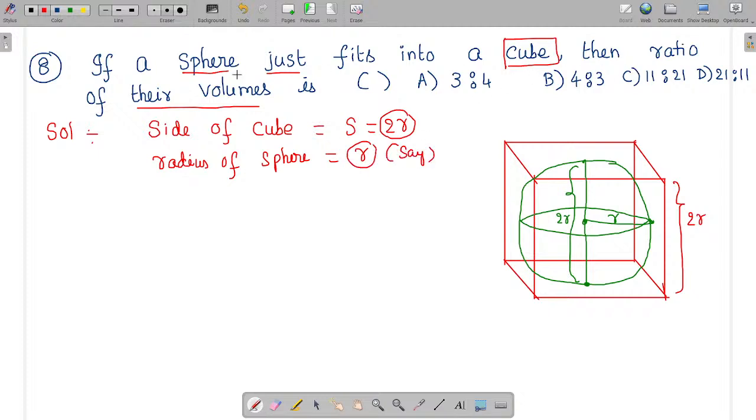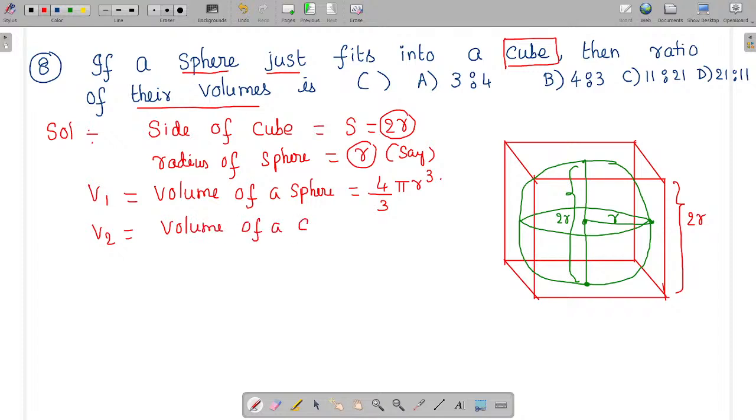First, what we need to find out is the ratio of their volumes. First, volume of the sphere, V1. What is the formula for that one? 4/3 pi r cube. Right? Next, V2, say volume of the cube.